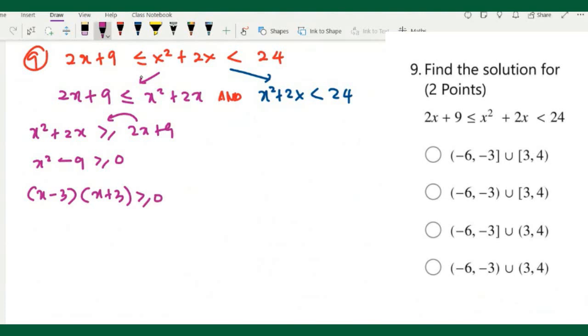Okay, nak ambil perhatian awak, sekiranya ada di antara awak yang cuba buat macam ni, x square more than or equals to 9, this is wrongly done, wrongly written. Tak boleh. This is not true. For inequality, there's no such thing like this. Okay, awak kena bawa ke sebelah kiri dan factorize.